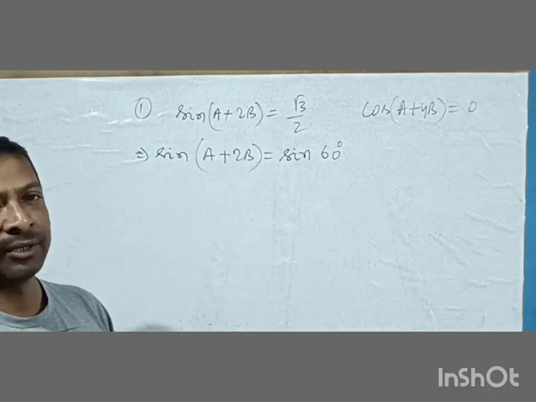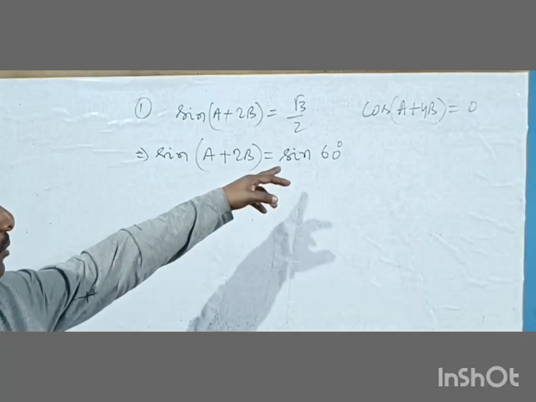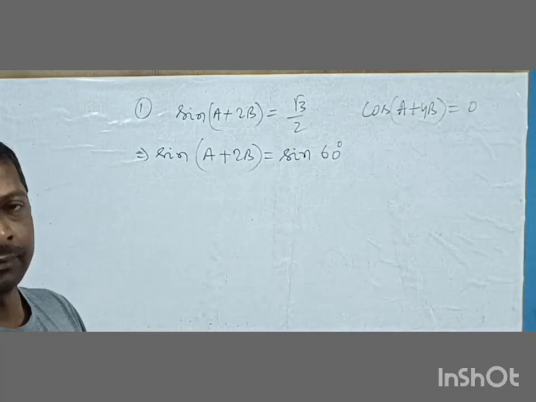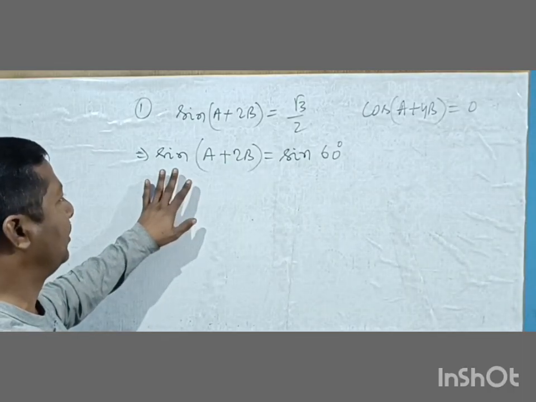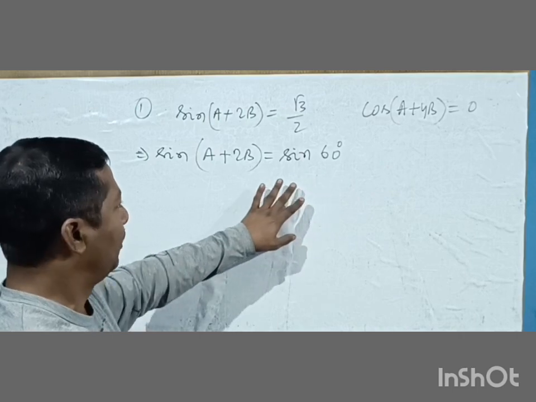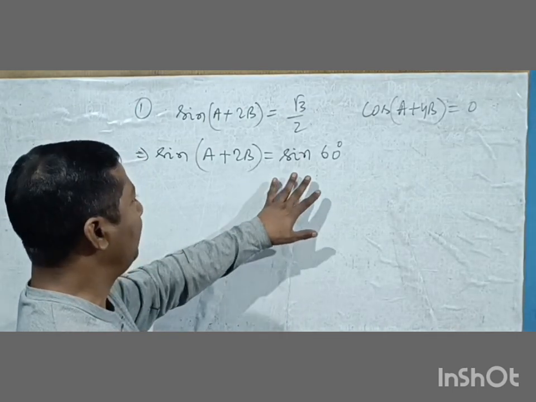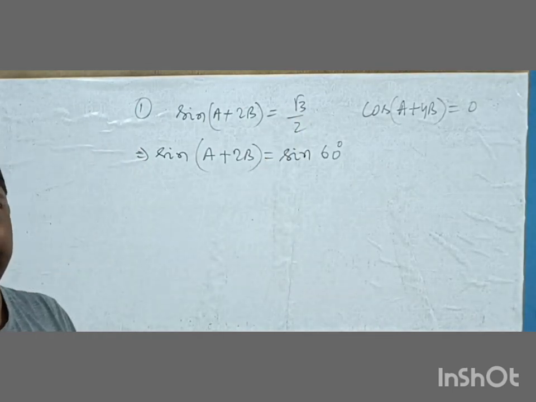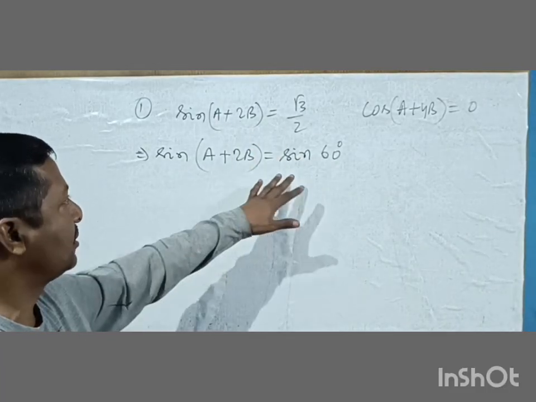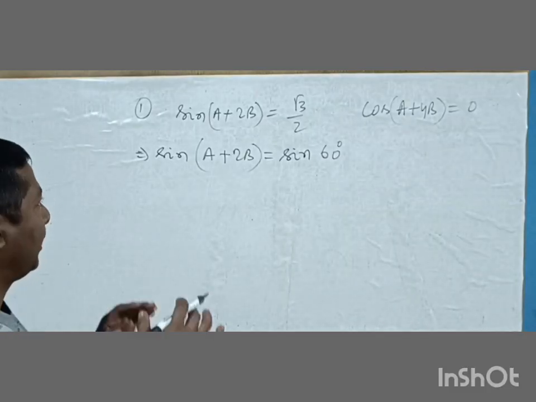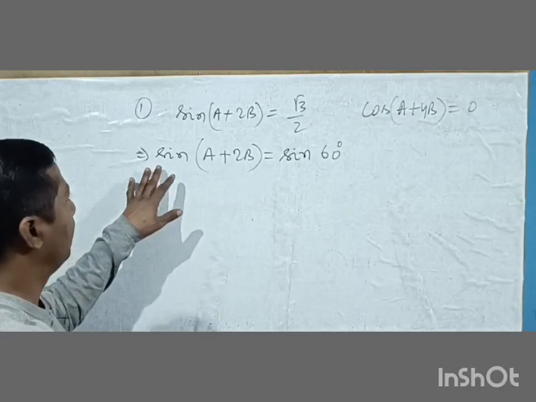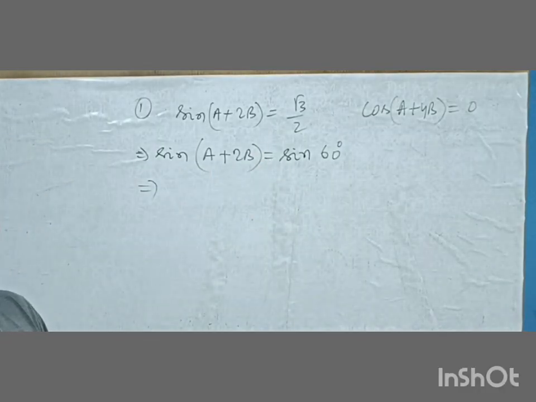Cos 30 is also root 3 by 2. Why am I not writing cos 30 here? Because I need a sine form here, because sine is given here. That's why I am searching for the sine form having the value root 3 by 2, and I have sin 60 as root 3 by 2, so I have written sin 60 here. Because now in the next step I can write a plus 2b equal to 60, because the sine form is on both sides.